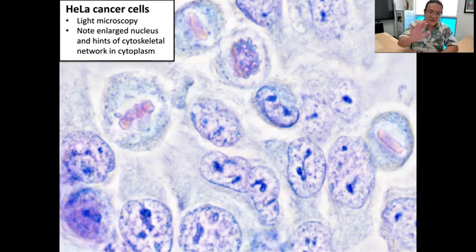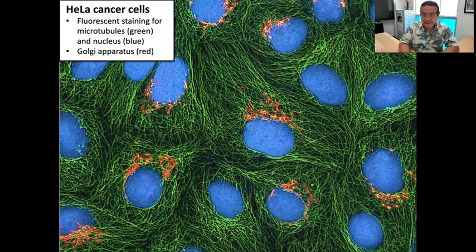What if, instead of doing H&E staining like you would do for a light microscope like this, what if we were to go ahead and stain with, let's say, particular antibodies that bind to the cytoskeleton? What would it look like then? Well, these HeLa cells would look very different.